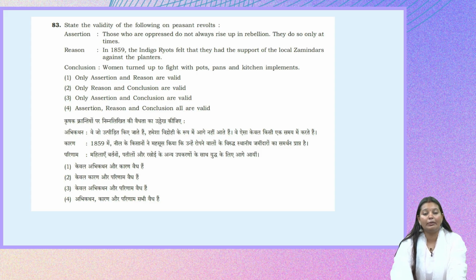And women participated in the riots and they used anything that was available to them from their kitchens in order to be a part of this. So, the correct answer here will be option 4, assertion, reason and conclusion all are valid. Moving on to the next question.